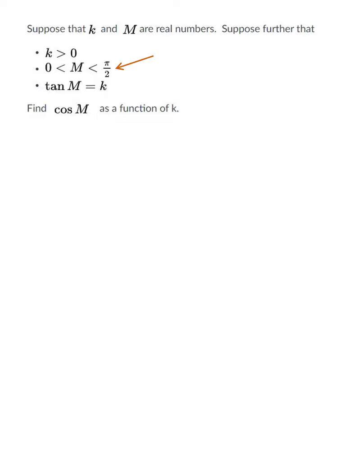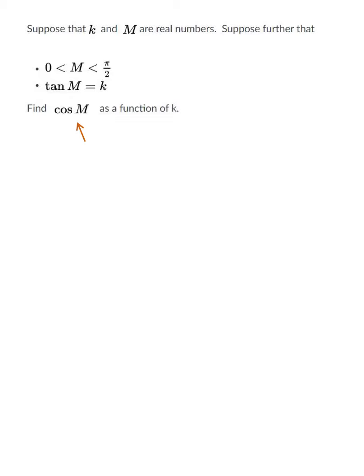M terminates between 0 and pi over 2, meaning it terminates in quadrant 1. If m terminates in quadrant 1, then the tangent is going to be a positive number, and therefore k is going to be a positive number. If k is a positive number, then this information here is really already kind of built into the second and third bullets. So the second and third bullets imply that k is going to turn out to be positive anyways. So I thought I would just temporarily ignore the bullet that reminded me that k is positive. Nonetheless, let's get on to the problem of finding the cosine of m.